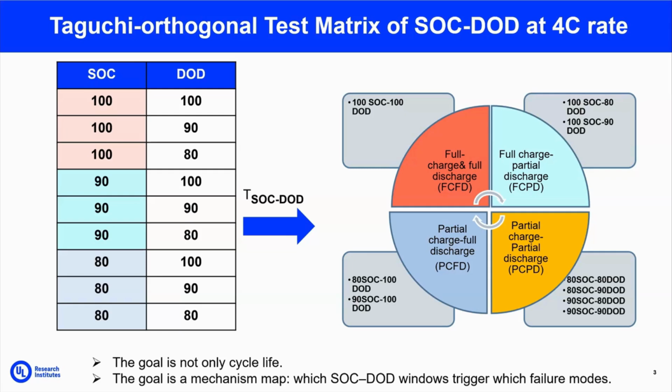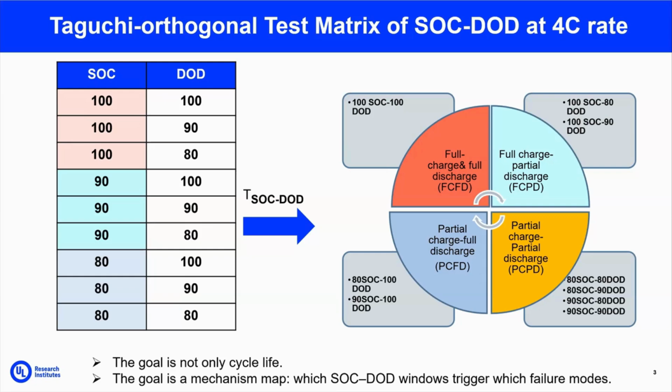So in full charge, full discharge conditions, we have only one test condition, 100 SOC charge and 100 depth of discharge. Whereas in the full charge, partial discharge, only two conditions: 100 SOC with 80 DOD, and 100 SOC with 90 DOD. And in partial charge with the full discharge mode, 80 SOC with 100 DOD and 90 SOC with 100 DOD, meaning full discharge. Whereas in partial charge, partial discharge mode, we have considered 4 test conditions.